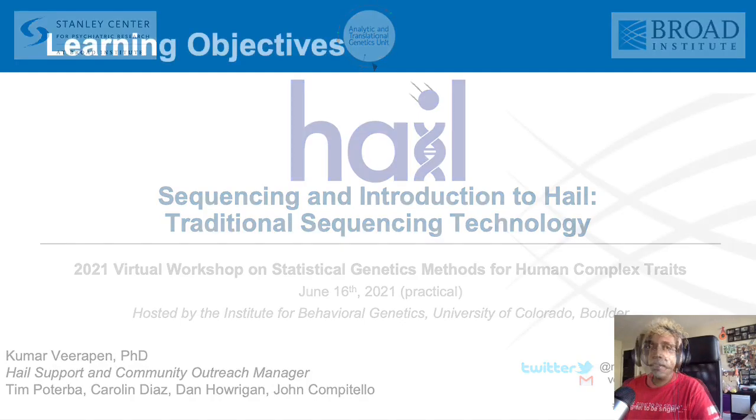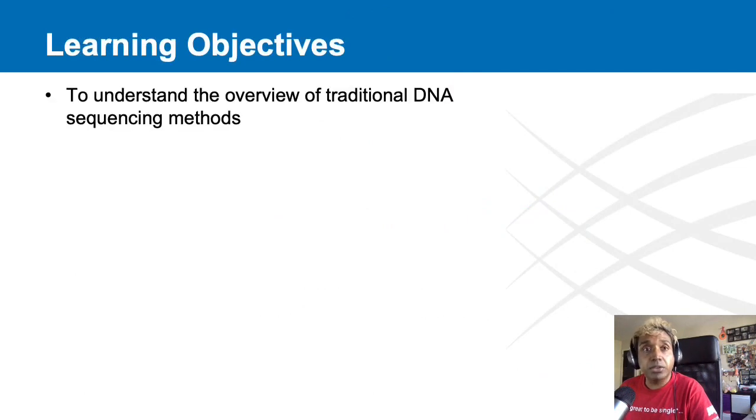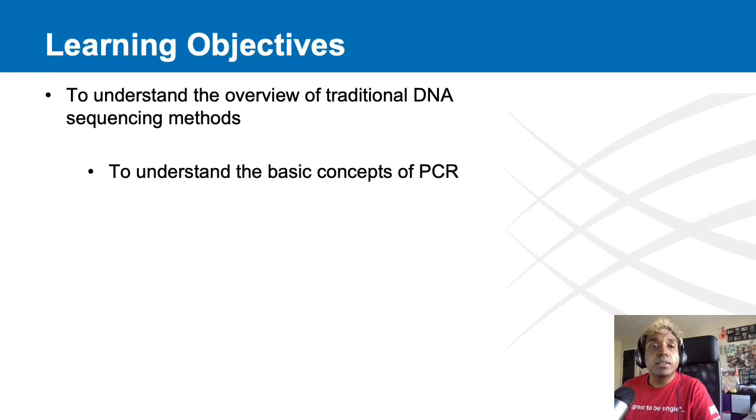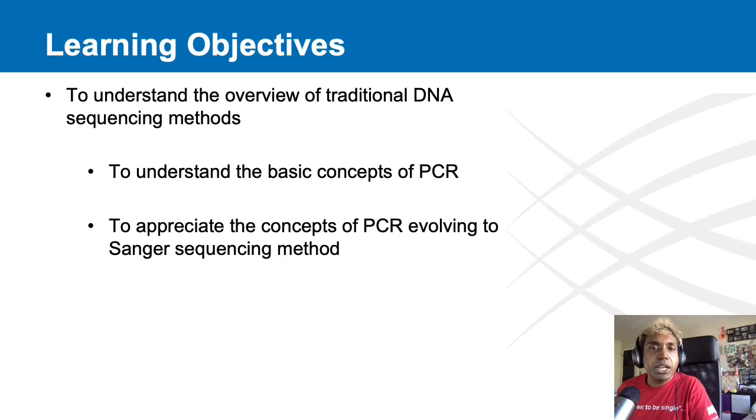The learning objective of this part of the module is mainly to understand an overview of traditional DNA sequencing methods, which brings us to all of the wonderful sequencing methods that we come across these days. The sub-learning objectives are to understand the basic concepts of polymerase chain reaction. Arguably, this is a StatGen workshop, which is why I won't be going into too much detail on what PCRs are. Secondly, to appreciate the concepts of PCR evolving into the Sanger sequencing method.